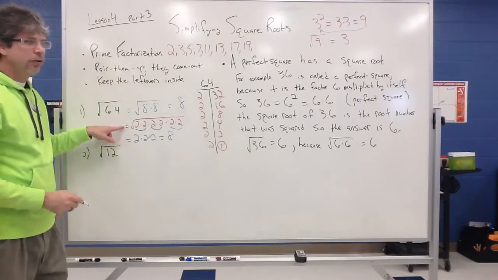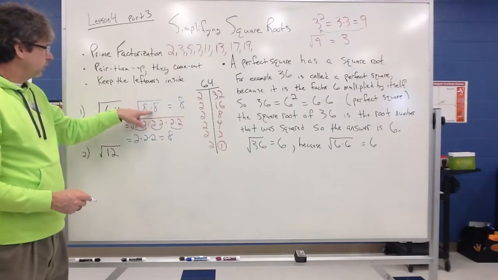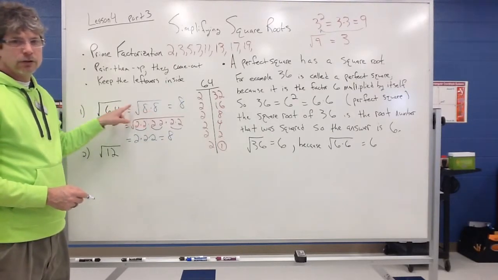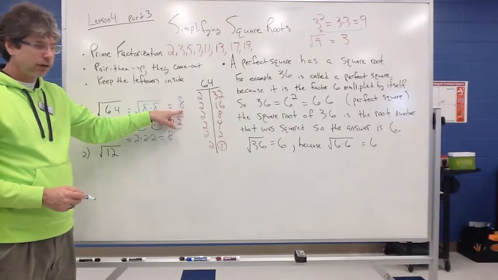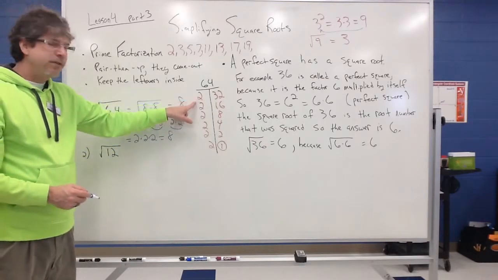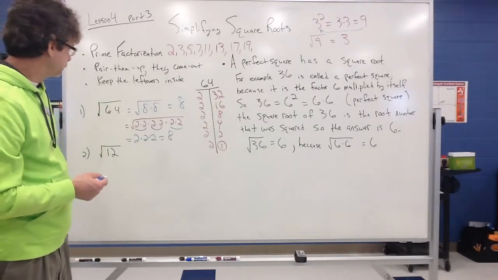So that's an alternative way to do the problem, using prime factorization. If you know your math facts, and you know that 8 times 8 is 64, then you're right straight into getting that answer. If you're not strong with your math facts, prime factorization is a really good strategy to get to that answer.